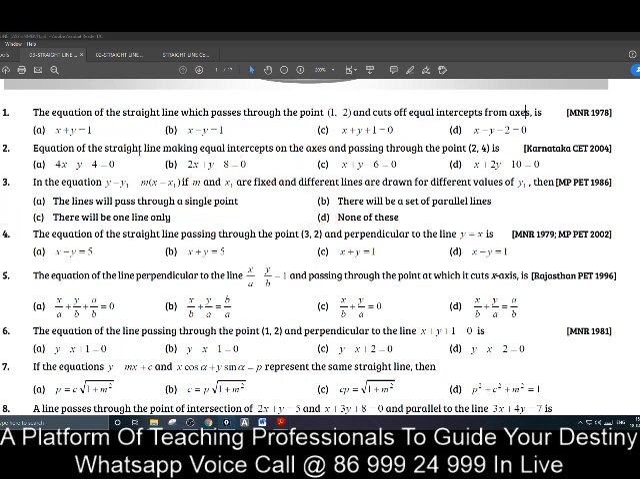Next question. Equation of the straight line making equal intercepts on the axis and passing through the point (2, 4). Same repeated, I am not doing that.